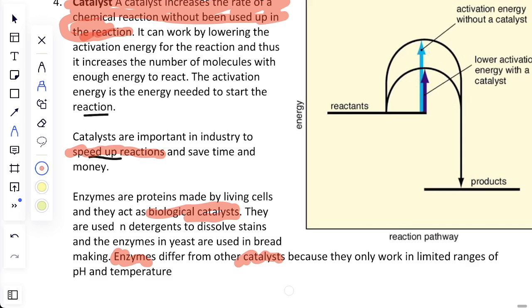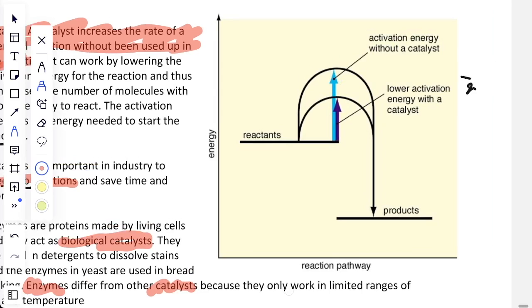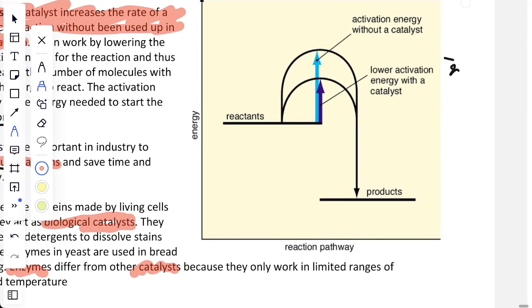Now let's study this graph here. Okay, this graph, you need to memorize it. This graph starts off with reactants and has products. The activation energy with a catalyst is low and without a catalyst is high. Usually people think when you add a catalyst, the activation energy becomes higher, but no, it actually lowers the activation energy. The reactants and then the product.